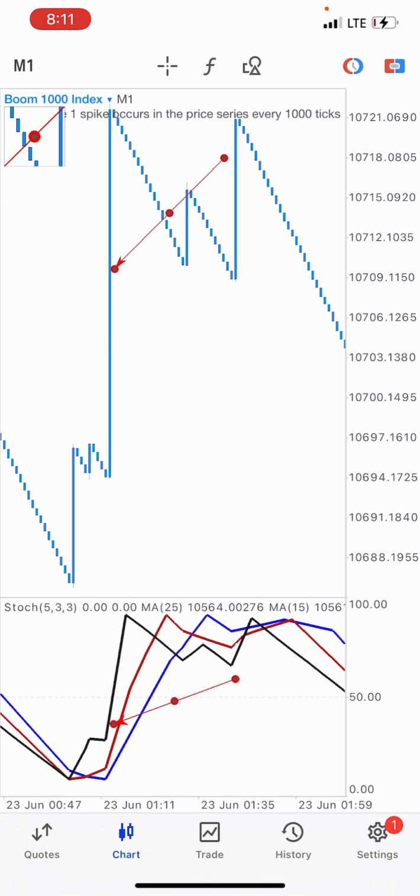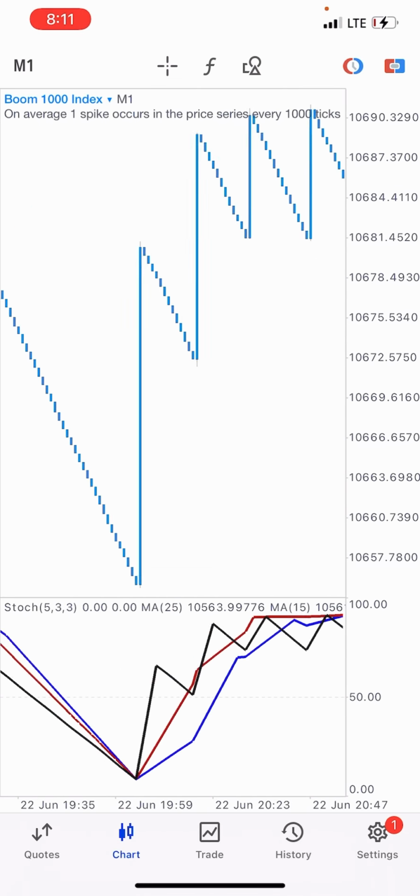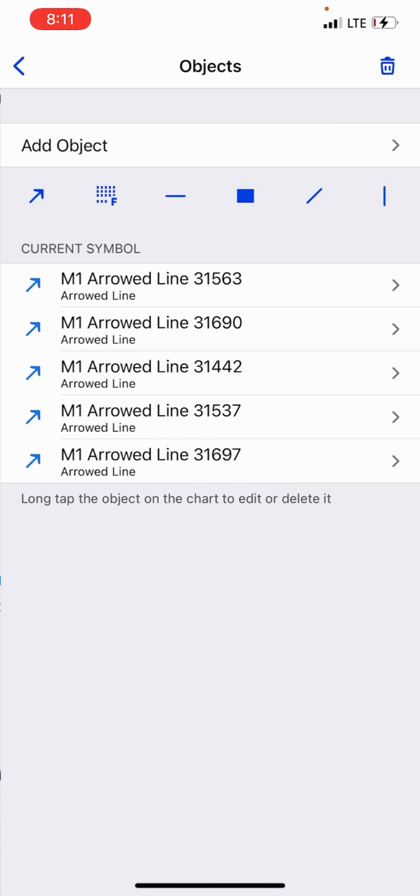This one is not just once. The spike might be twice or three times, I don't know, but you can see how massive the spike is. That is how powerful this strategy is. Just follow the simple rules.